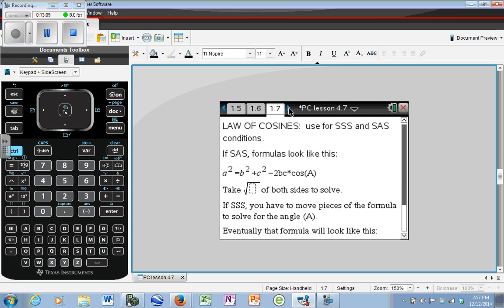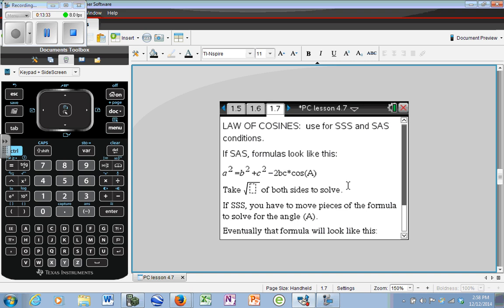The law of cosines applies to side angle side and side side side. If you're working with side angle side, the formula looks like this: a squared equals b squared plus c squared minus 2bc times the cosine of A. And if you're given b, c, and angle A, then you can solve for side a by taking the square root of both sides.